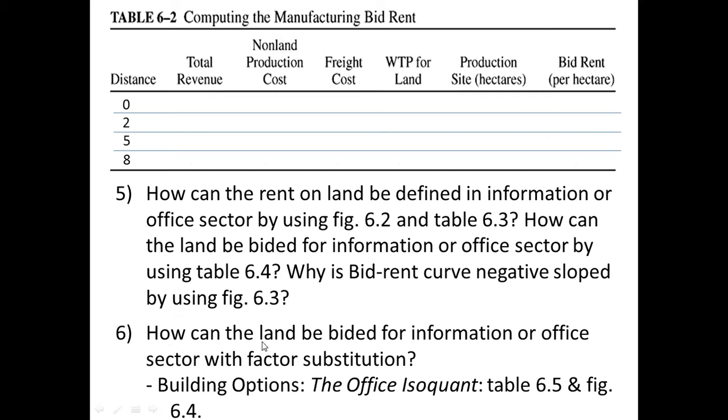How can the land be bidded for information or office sectors with factor substitution? With factor substitution, 1. Building options. Building option is about the office isoquant. Iso is not English, it's from the Greek language. Quant is quantities, isoquant. Based on this building option, you can use table 6.5 and figure 6.4 to explain.